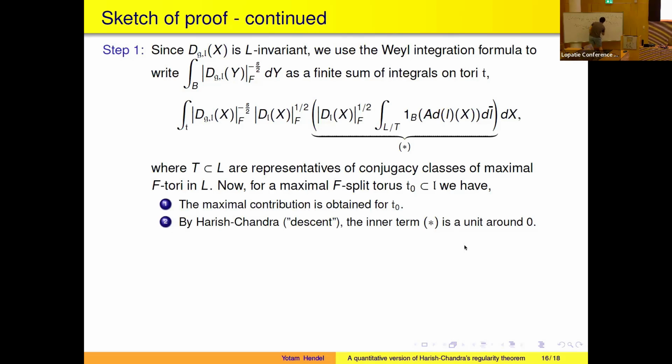this expression, integral over t of DGL to the negative s over 2, dt to the power 1/2, and that's it. So I have this something which is bounded. This guy is a unit near 0. So I need to take care of this integral, okay? And I need to take care of this integral on this maximally split torus.